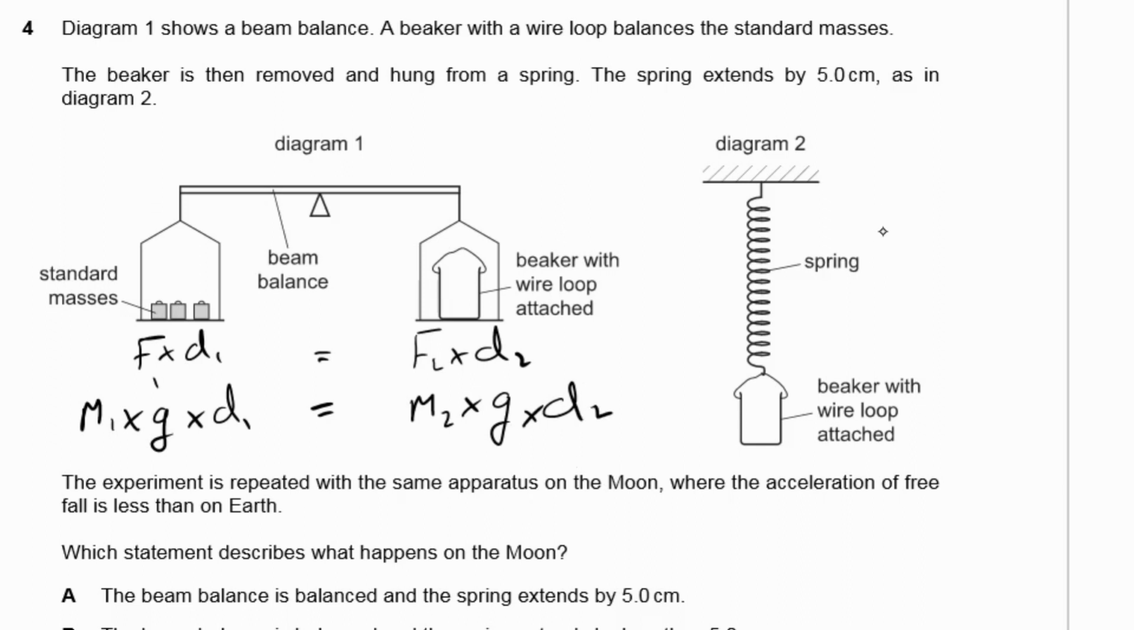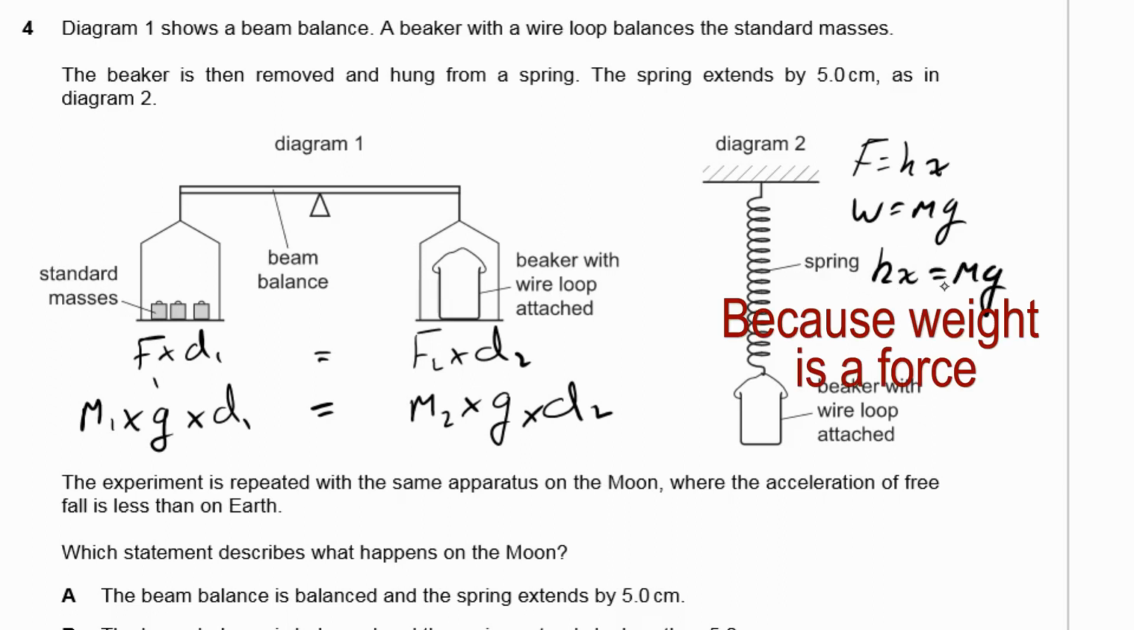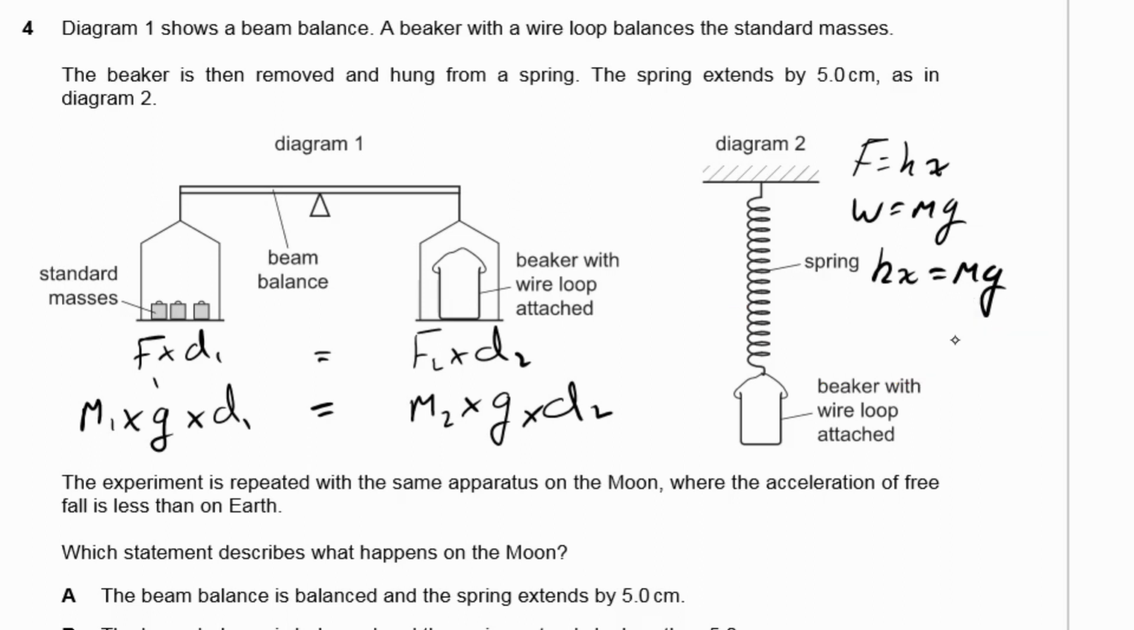And in diagram 2, what we have is the weight, mg, being balanced by the pullback from the spring. So what we have are two equations, F equals kx and W equals mg. And we get a situation where kx equals mg. That's why it's balanced. Alright, so what's happening here? Well, we know it's being taken to the moon, which means the value for g is going to get smaller. If the value for g is getting smaller, then in order to balance it, the extension is going to get smaller.